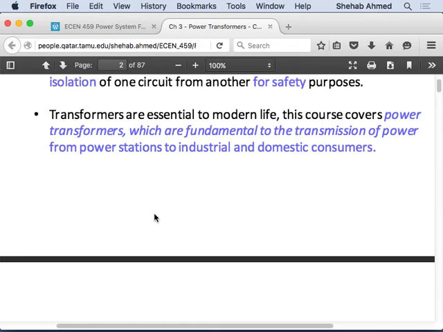And then anytime you want to start stepping down, we would typically use a star delta transformer because it provides a stepping down functionality for free, from a star to a delta on the secondary side.